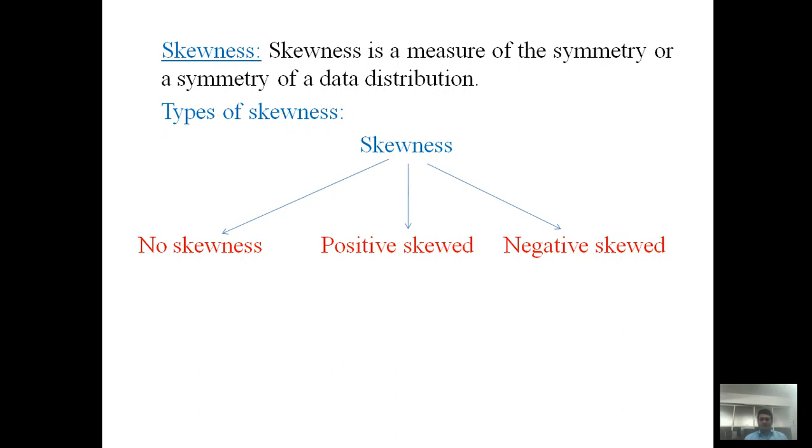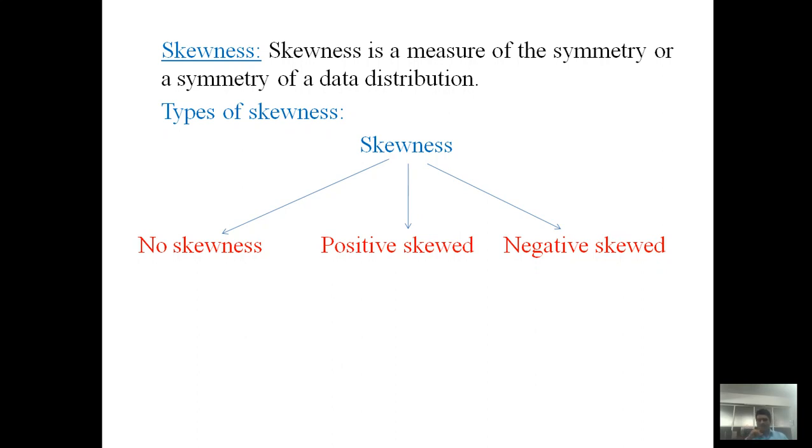Now, skewness is divided into three categories. The first category is known as no skewness. The second category is known as positive skewness, or positive skew. And the third category is known as negative skew, or negative skewness.